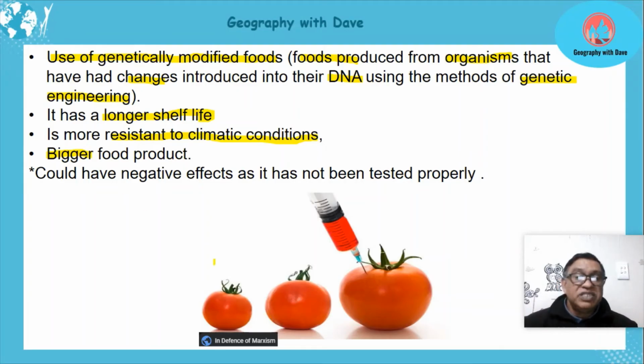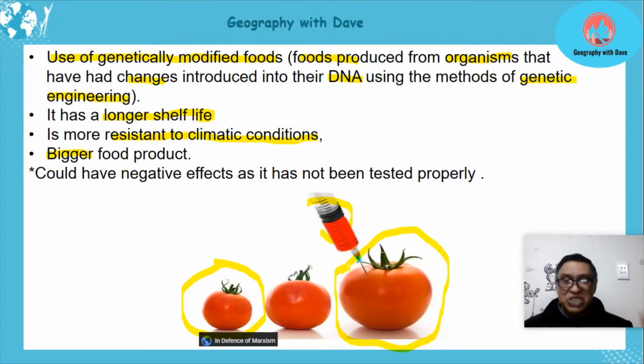And if you look at this, this is a good example. This is the original size of a tomato. That's a good size. Genetic engineering. Now look at the size of the tomato. It's huge. Okay, so it'll bring in more food for the people.